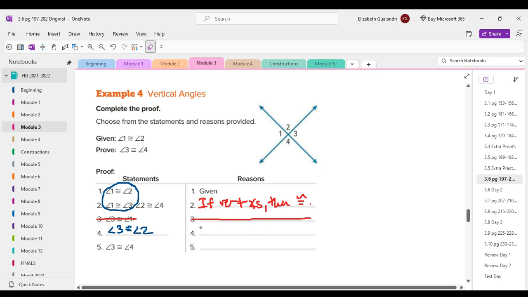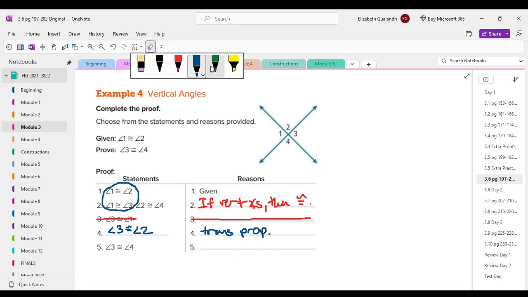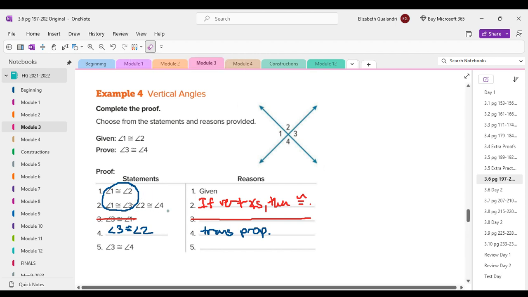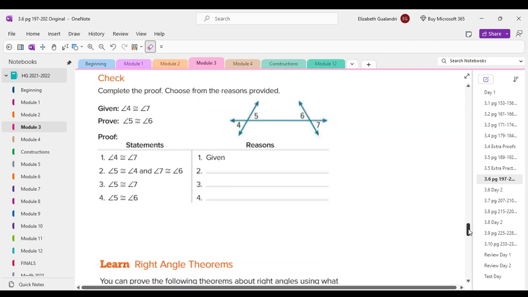And I said substitution, but in this case, we have to write transitive property as to what we're doing since it's congruent. So we have that. And then I'm going to do another transitive property with angle 2 and angle 4 and angle 3 and angle 4 here. So since angle 3 and angle 4 are both congruent to angle 2, they're congruent to each other. And again, that's a transitive property step. So getting used to using those.